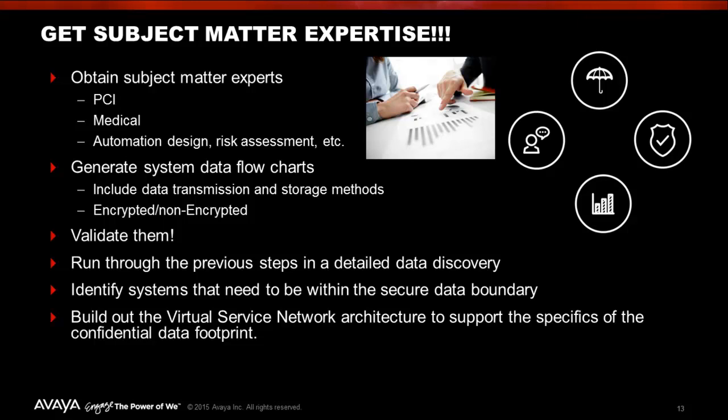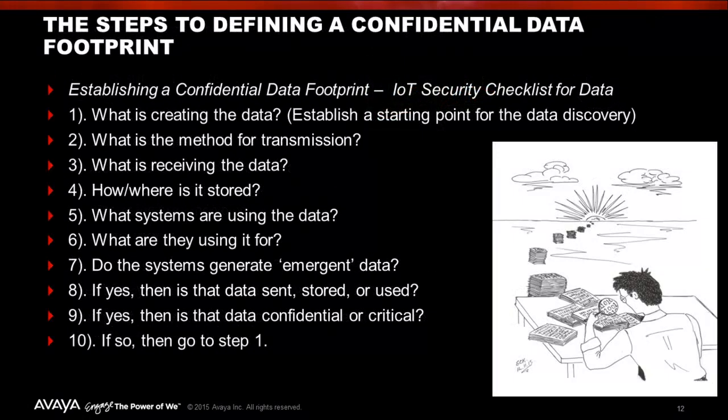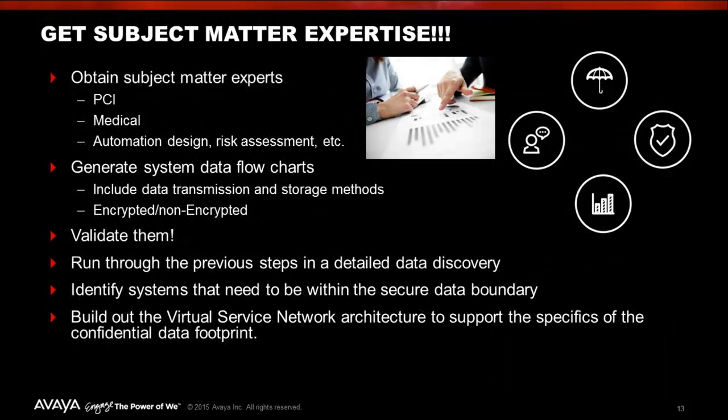You've got people in a room, you're validating your concepts, and you get them up on a board, everyone agrees. But the next thing you do after that, once you're done with a meeting, is go out and validate those assumptions. And that gets back to running through these previous steps. You need to run through these previous steps and make sure that what you got from the systems experts is indeed correct and valid. Once you have that, now you can identify the systems that need to be within your secure data boundary. Then you can start to build out your virtual service network architectures to support the specifics of the confidential data footprint you're dealing with.